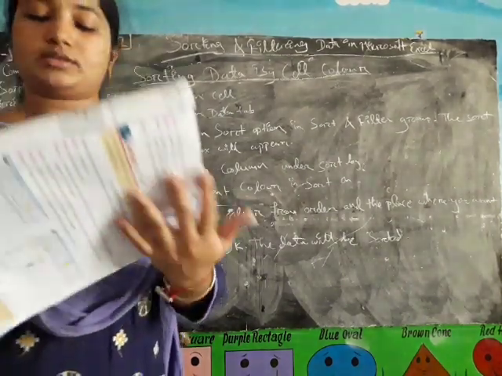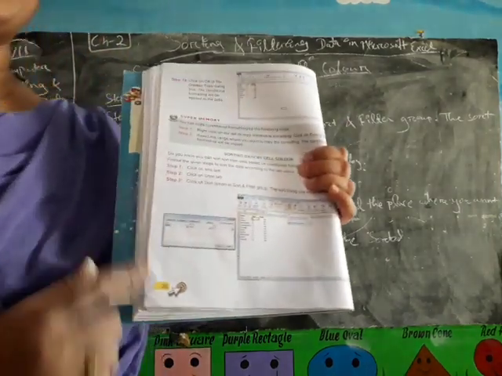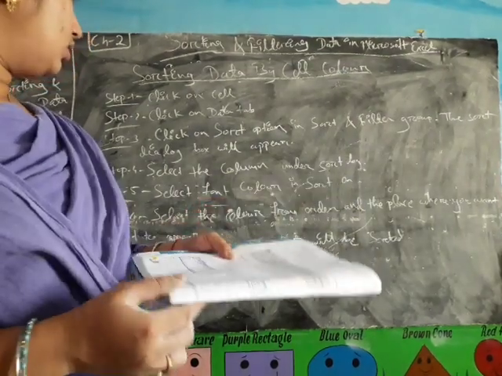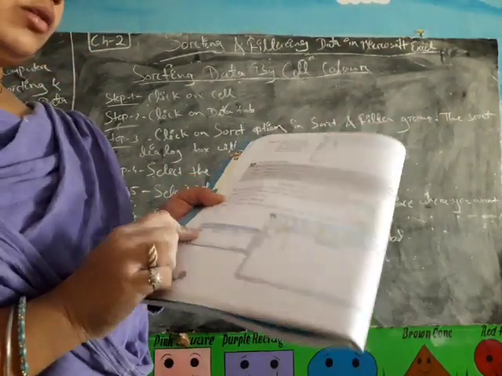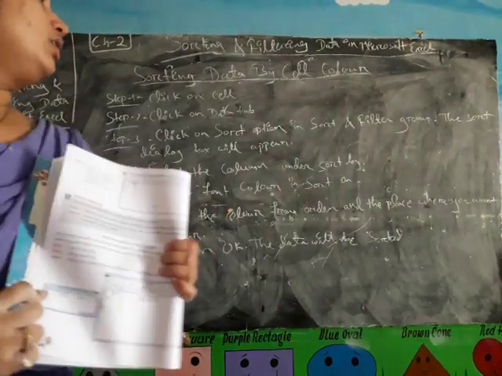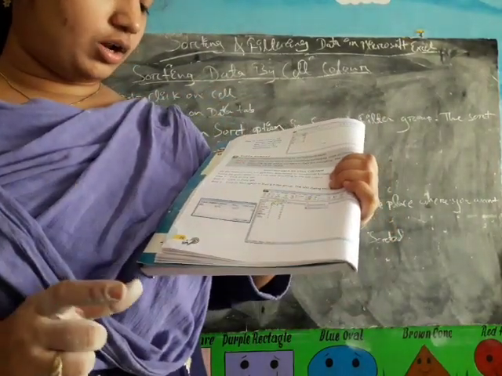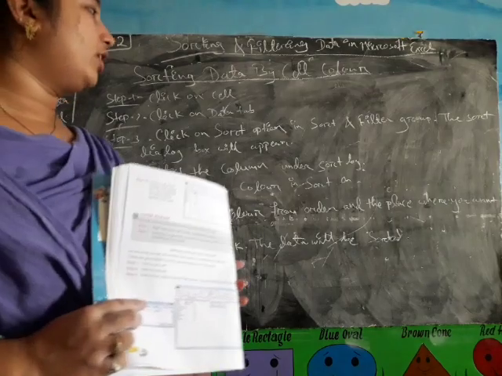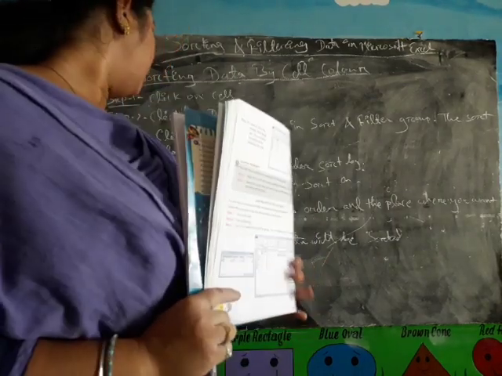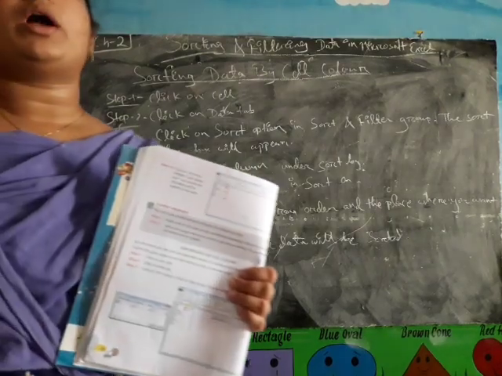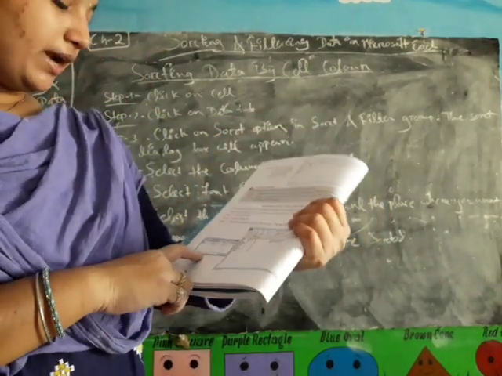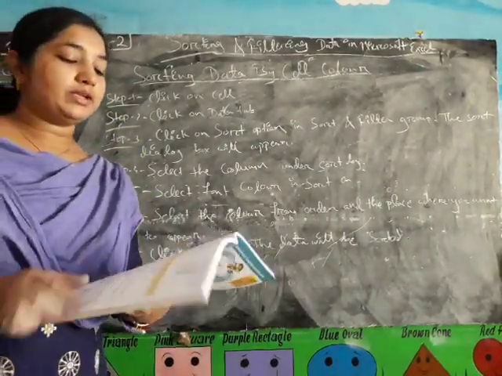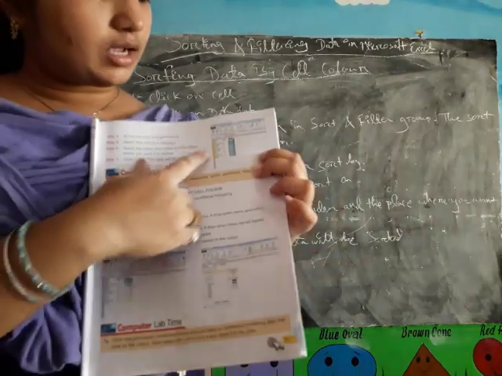The sort dialog box is like this. This is the sort dialog box. After this, select the font color in sort on. Means here one font color option is there. There you have to select the color, and select the color from order and place where you want it to appear. Means where we want to highlight those colors, we have to select in this sort dialog box, and after that click on OK. The data will be sorted like this.